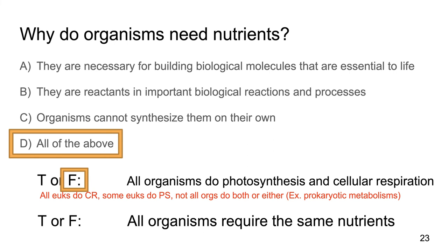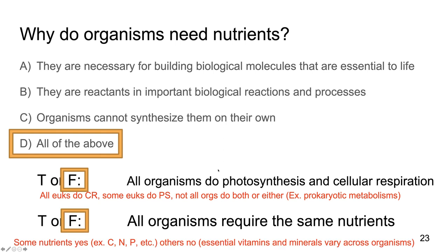We talked about a lot of examples way back in previous lectures about prokaryotic metabolisms that don't do cellular respiration or photosynthesis, things that do fermentation, for example. But just know that not all organisms do photosynthesis and cellular respiration. These are unique things that only some organisms can do.